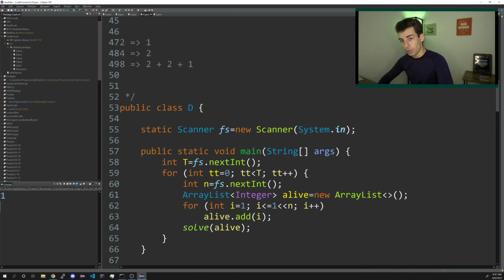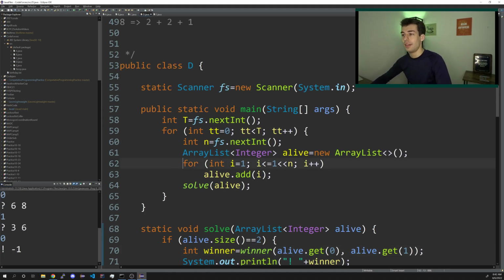All right, let's try it. One test case. 2 to the 3rd. 1 versus 3. 3 wins. 2 versus 3. 3 wins. 5 versus 7. We'll say it's a tie. 6 versus 8. The 8 wins. 3 versus 6. It's a tie. -1? Oh, yeah, okay, it's fine. I think this is actually right.